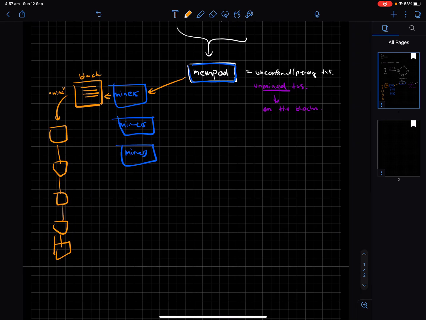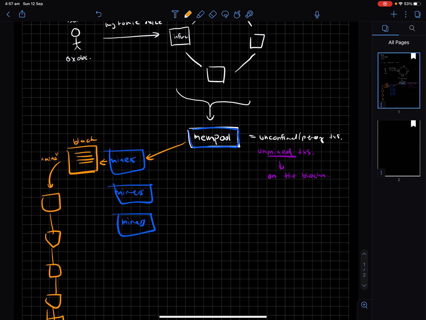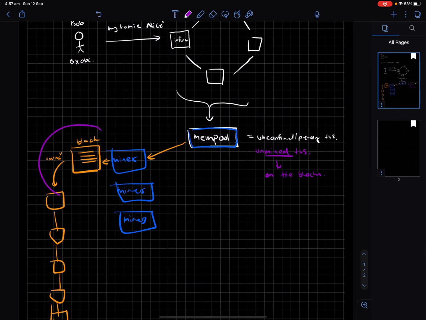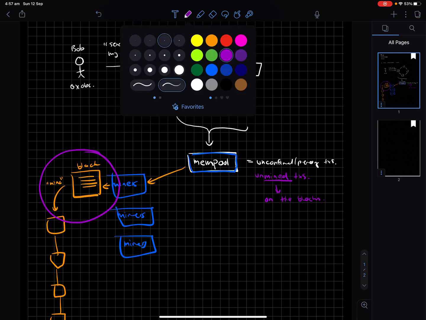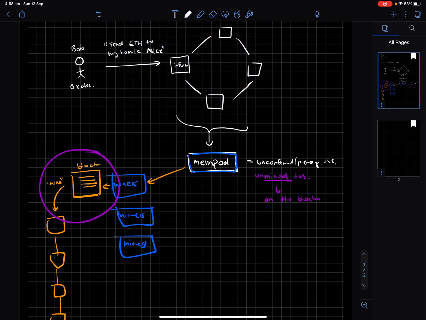I'm not sure if you can figure out, but the problem with miner extractable value lies in this area right here. Because you, as a pleb user, had to go through all of this hassle just to reach this point in time. But you see the miner, let's say we have Chad over here. Chad is actually a miner. So what do you think Chad can do that Bob can't do?